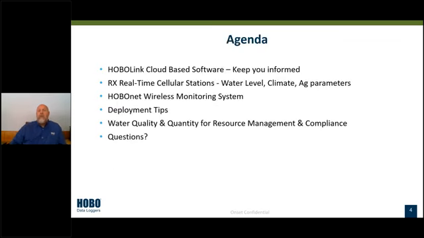Here's a quick agenda of what we're going to be talking about. We are going to be going over our HOBOlink cloud-based software, which is the way to keep you informed so you can see your data. We will be going over the RX real-time cellular stations, not all the parameters, but mainly the water level, climate, and ag parameters. Then I'll touch a little bit on HOBOnet wireless monitoring systems, our mesh network that connects to the real-time cellular stations. I'll give you some deployment tips while we're talking about it, and I've got a couple of gems and some takeaways if you're out actually doing the applications.